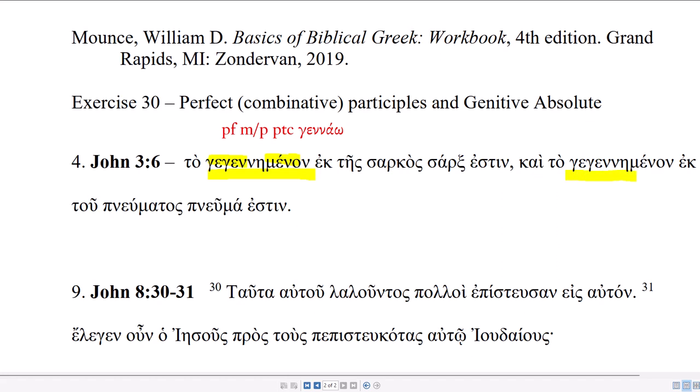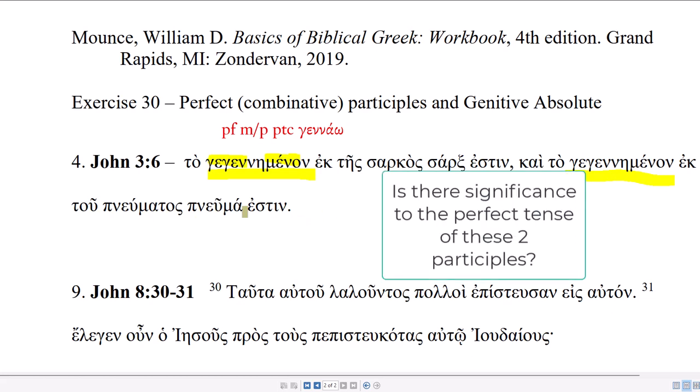Kai, same participle, to gegennemenon, and we would say what has been born out of the spirit, pneumatos, pneuma estin, spirit is, or is spirit. Here we have a participle being used substantively. It is the subject of this sentence. What is born is flesh. So it's the subject of both of these sentences, actually. The same participle is the subject of both of these sentences. What is born is spirit.